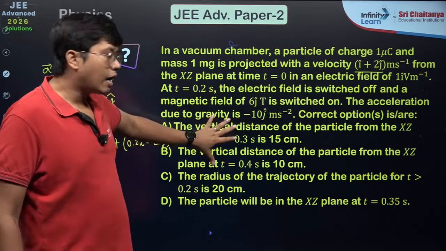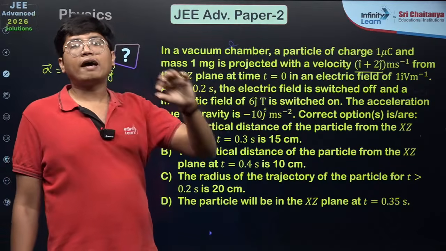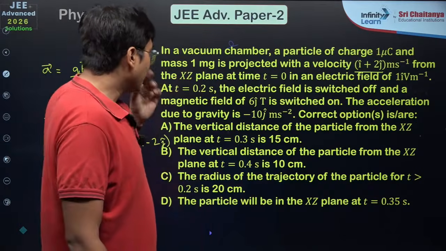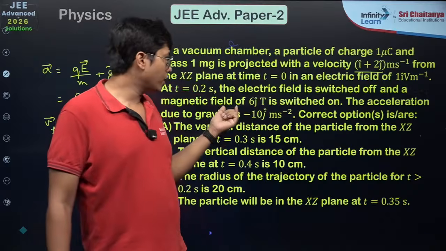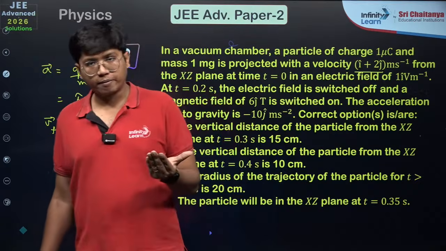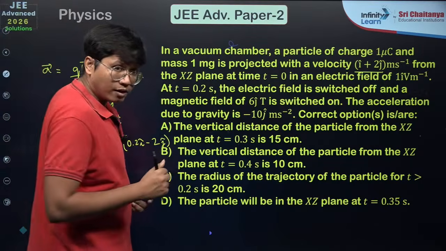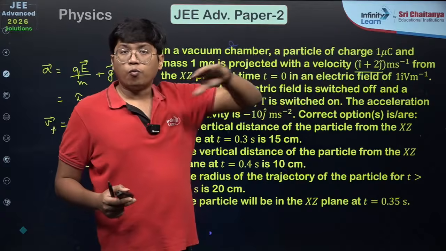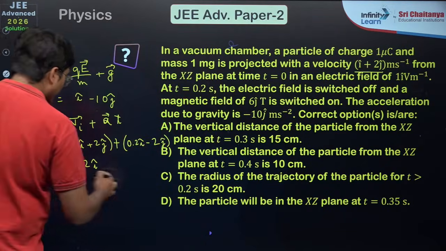Since most of these are dealing with the y coordinate, I know the magnetic force will have no impact on the y coordinate. Got it? But gravity will still have an impact on the y coordinate because you have the j cap component over there. Now before we get into that, one more thing we will have to calculate, which is at the end of this 0.2 seconds, what was its y coordinate?